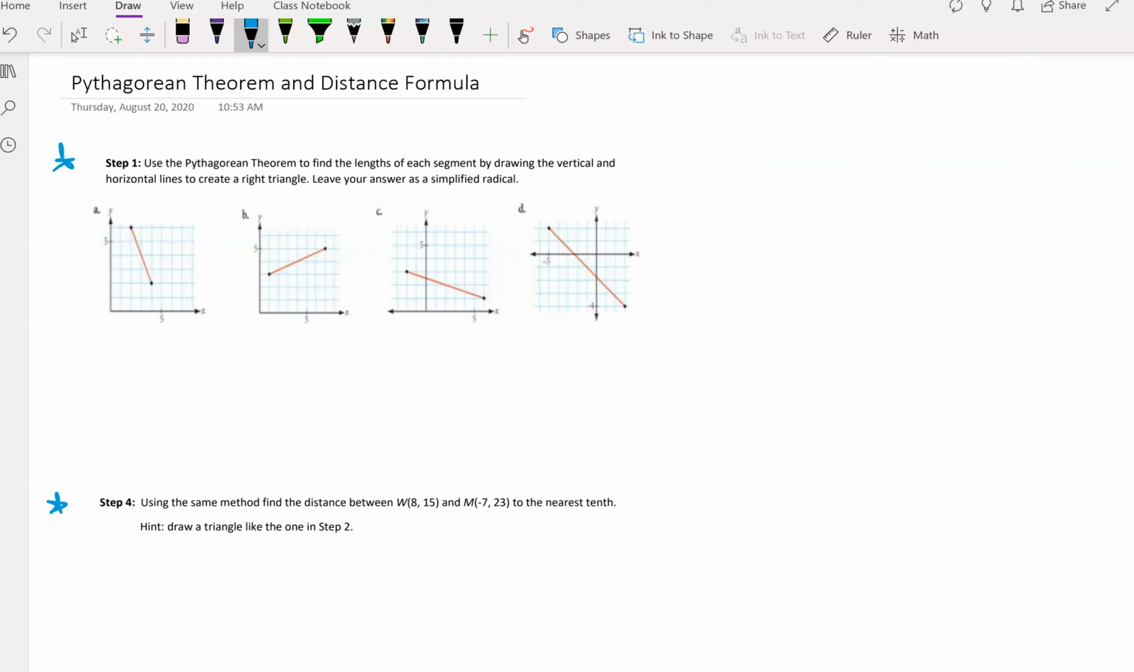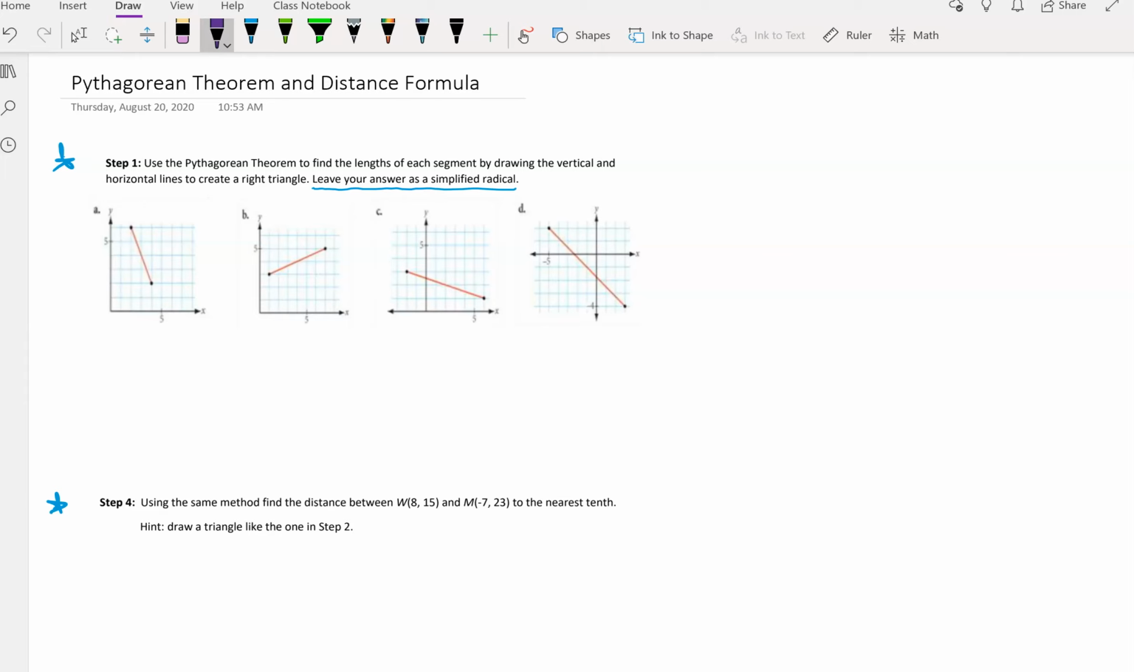So we're going to go ahead and it says, step 1, use the Pythagorean theorem to find the lengths of each segment by drawing the vertical and horizontal lines and creating a right triangle. Okay, and we already talked about how to simplify a radical. It says leave your answer as a simplified radical. So hopefully you already watched the video on how to do that. Okay, so here we go.